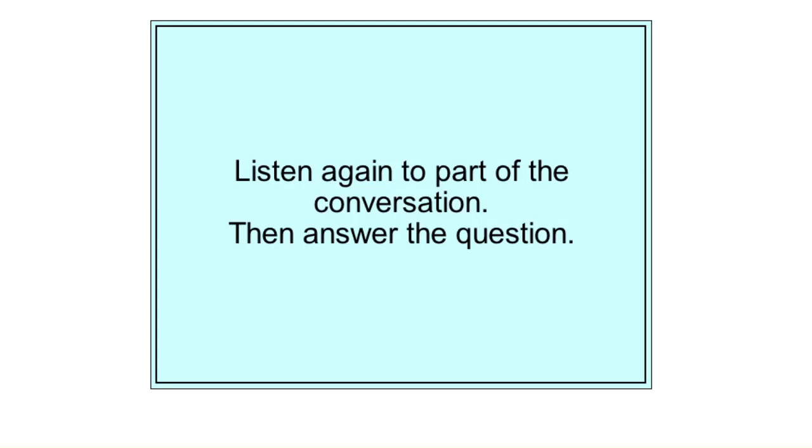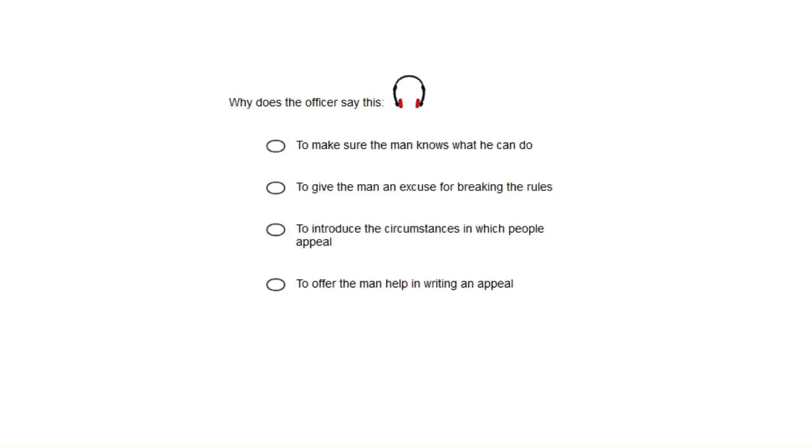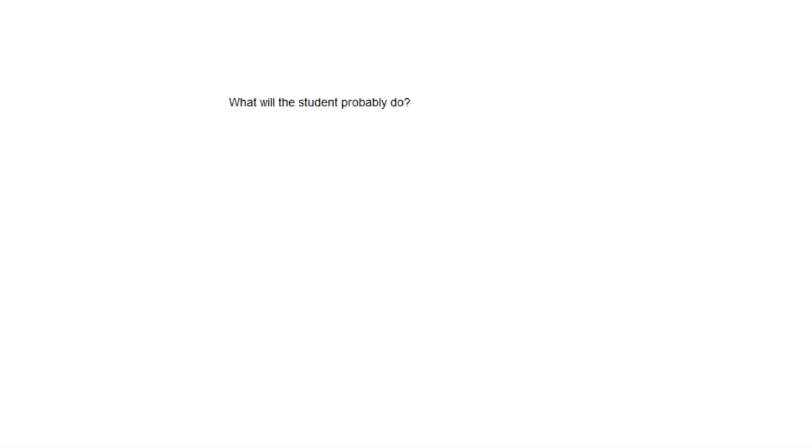Listen again to part of the conversation, then answer the question. Well, you know, don't you, that you do have the right to appeal, since you believe that circumstances exist that may excuse you from certain university regulations. Why does the officer say this? What will the student probably do?